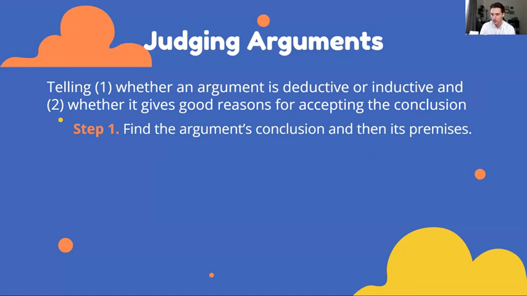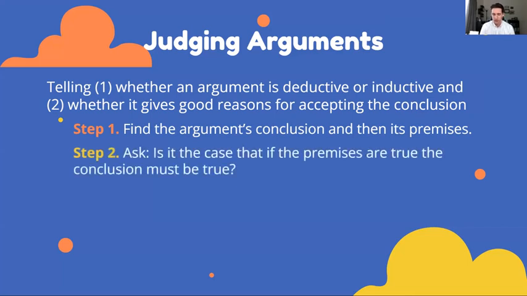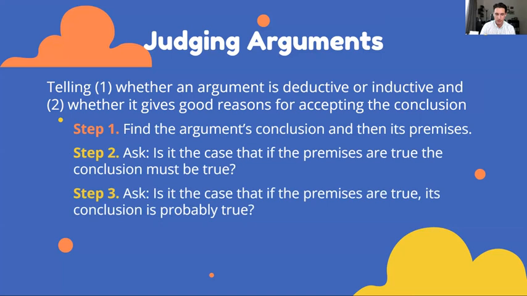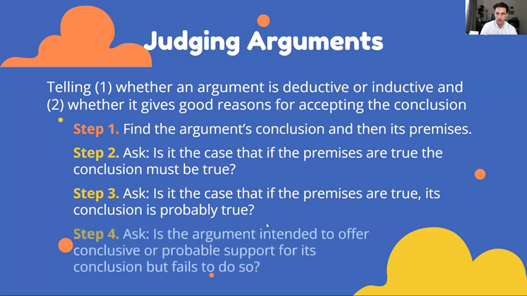What's the overall passage that this writer or speaker is trying to convince you of? Because if you can do that, whether it's online or in person, then you can start to see, okay, well, what are their reasons for why I should accept this? And are they good? Is it the case that if the premises are true, its conclusion is probably true? Or is it intended to be, if the premises are true, the conclusion must be true? Because if the answer is yes to step two, then we've identified what? A deductive argument. If the answer is yes to three, then we've identified what? An inductive argument.